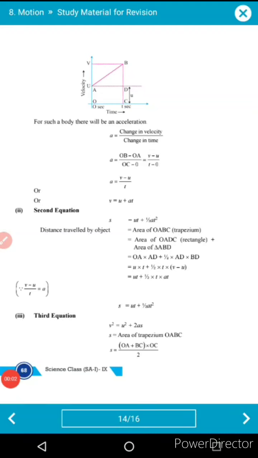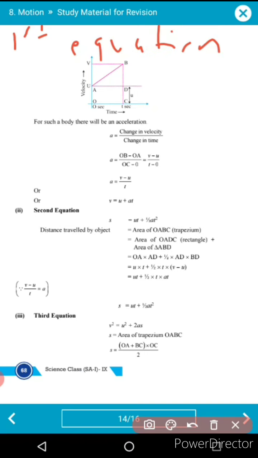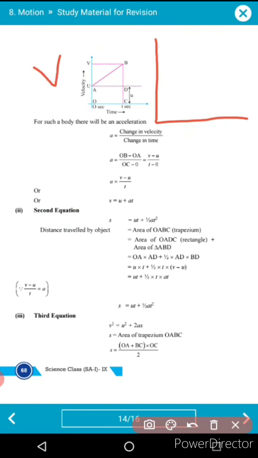So in this video we are going to learn about the various equations of velocity, which is the third part of this chapter. Here this will represent the first equation and the second equation and the third equation. Now see, for this equation you need to learn a graph. Here see the graph. This graph is given, this is the velocity versus time graph.